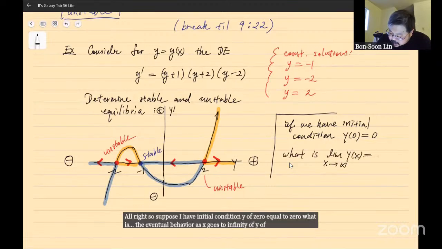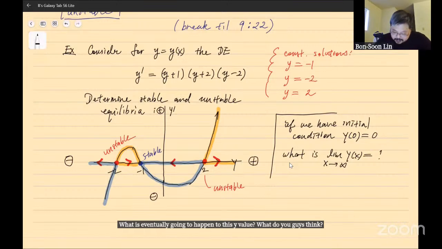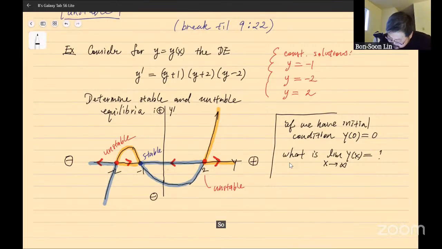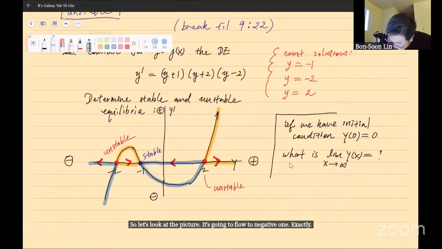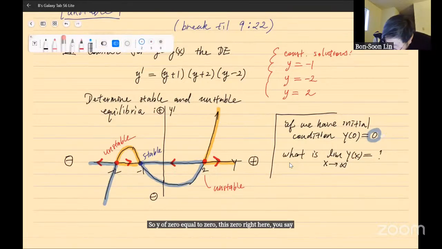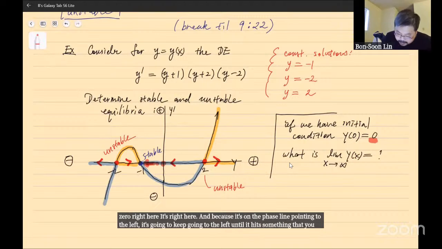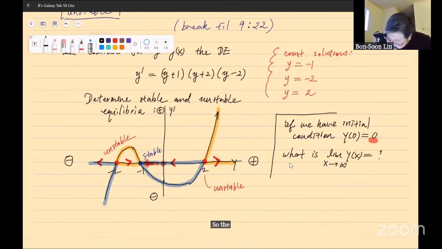So suppose y is a solution and we start at 0. y of 0 is 0. What is eventually going to happen to this y value? What do you guys think? So let's look at the picture. It's going to flow to -1. Exactly. So y of 0 equal to 0, this 0 right here, is right here. And because it's on the phase line pointing to the left, it's going to keep going to the left until it hits something that you can't go beyond, which is -1. So the limit right here is actually going to be -1.